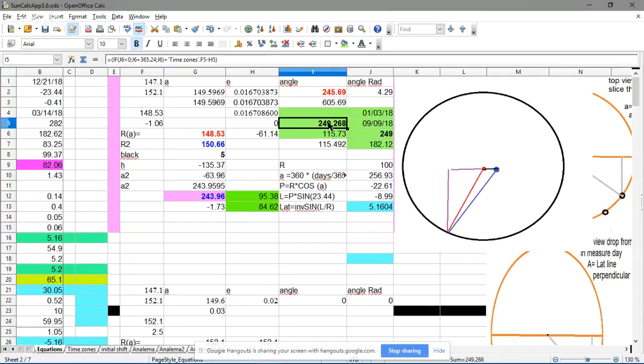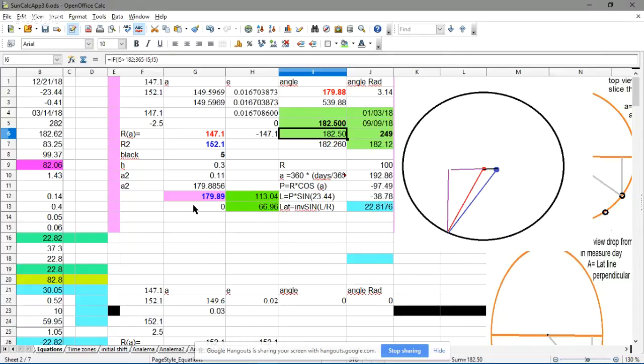So let's put here 0. The difference is 0. Let's put 180. Oh yeah, 180. We still have a slight difference here, because the year is not 360, it's 365. So let's say the day 182.5. There you got it. The angle is 0.